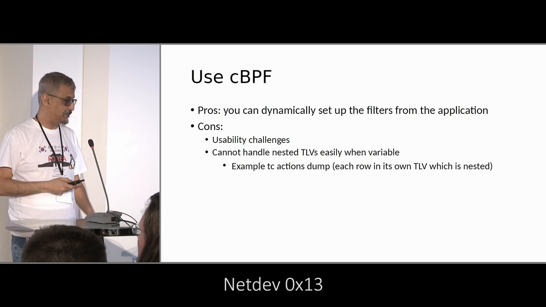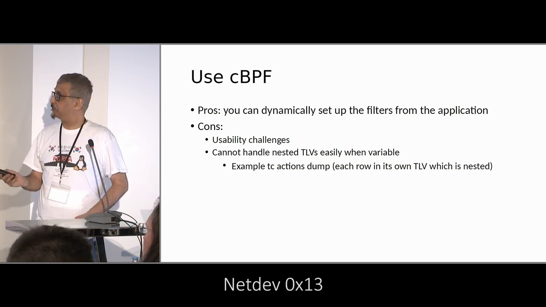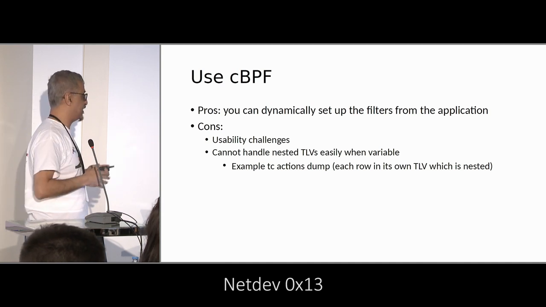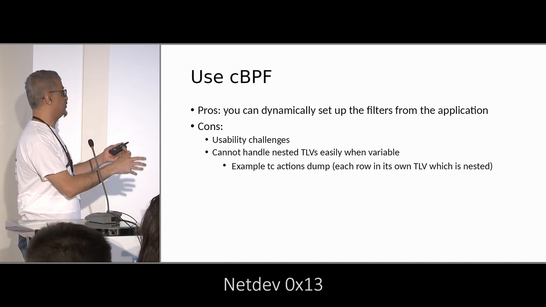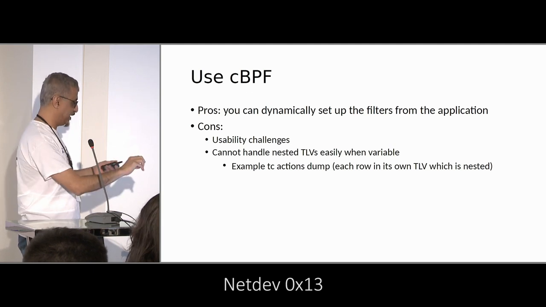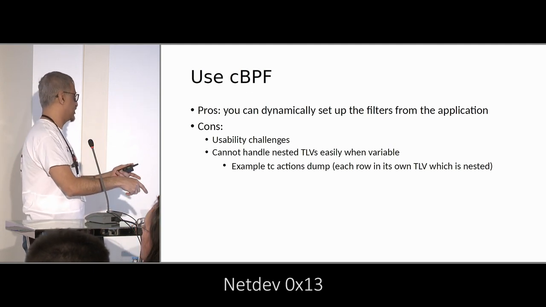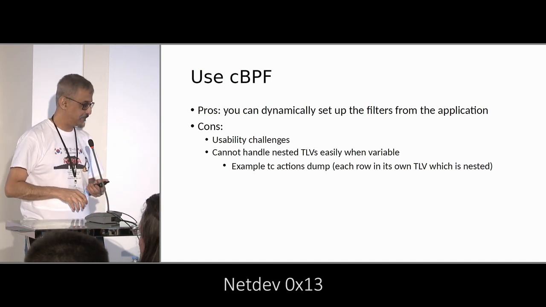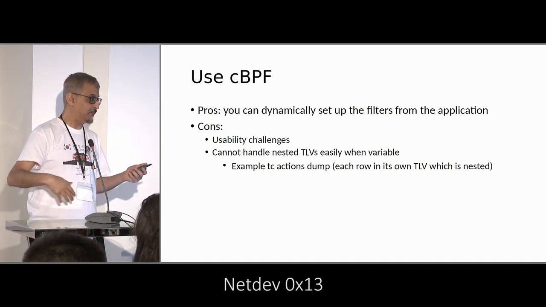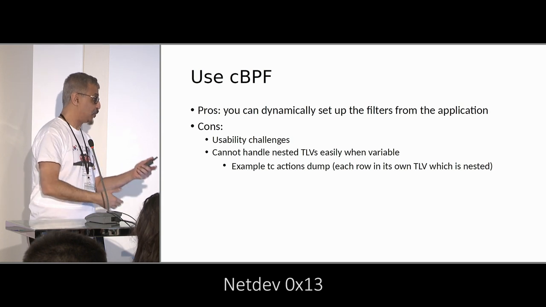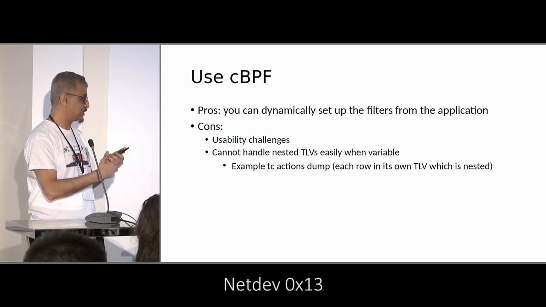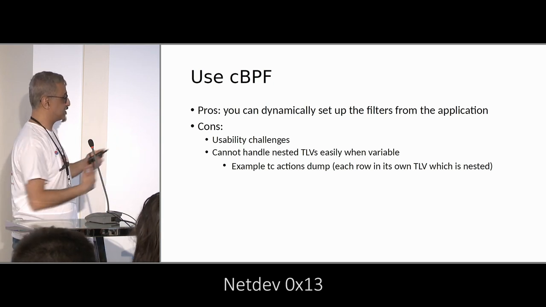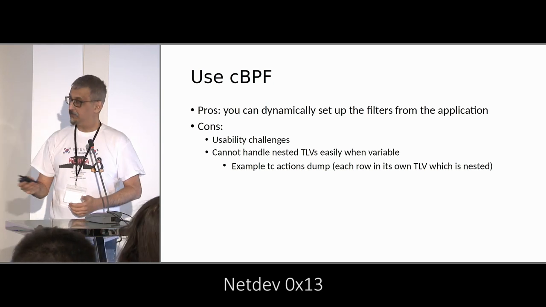TC actions are an example. Every TC action comes in exactly the same way. It's also RTM new action. You have to look at the kind attribute, and it'll say, oh yeah, it's a myriad. I'm not interested in myriads, or I'm interested in myriads only. And if you're dumping 1 million entries and you're only interested in range 1 to 5, we've been adding hacks like that where I can pass the ranges. Now it's another filter. I've changed user space. I've changed the kernel.